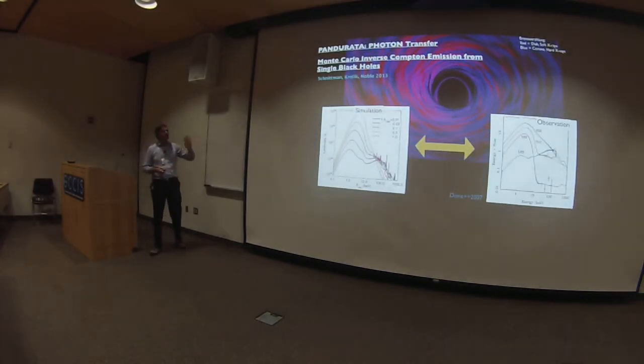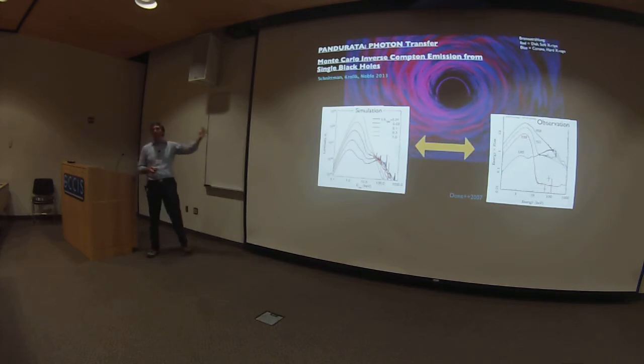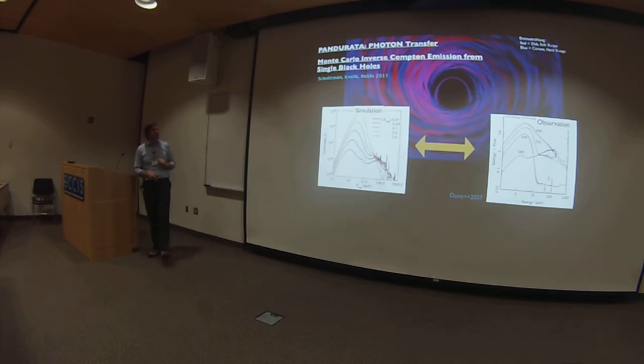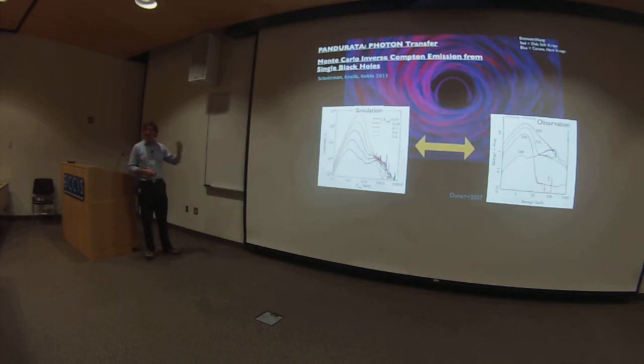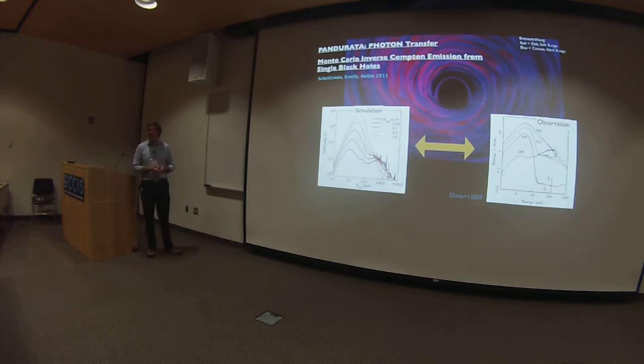So we also have another sibling code, Pandurata. Pandurata is a Monte Carlo tool that you use to scatter light in the corona of accretion disk simulations. And we've used this to model spectra of X-ray binaries and to see how, if we dial the accretion rate, we can get spectra that appear like the changes of state in accretion disks.